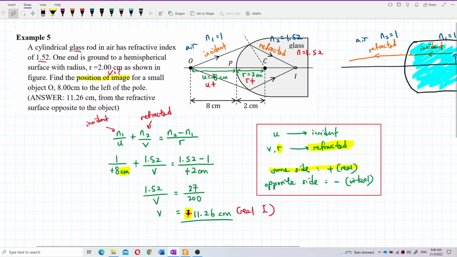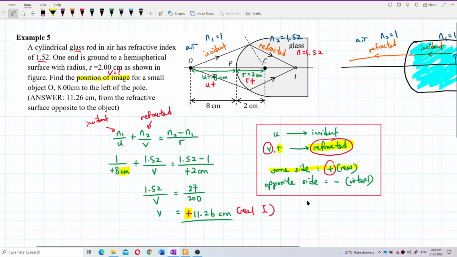And then secondly, where is the image from? We get V positive. Is it on the left hand side or right hand side? What do you think? Use your mind. V positive, so V is compared to who? Compared with the refracted ray, isn't it? So now we get V positive.